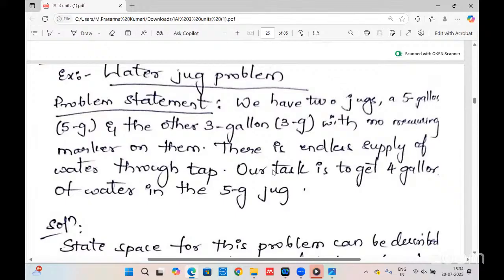Repeat the same question. We have two jugs. One jug is of 6 gallons, 6G. Another is of 4 gallons.